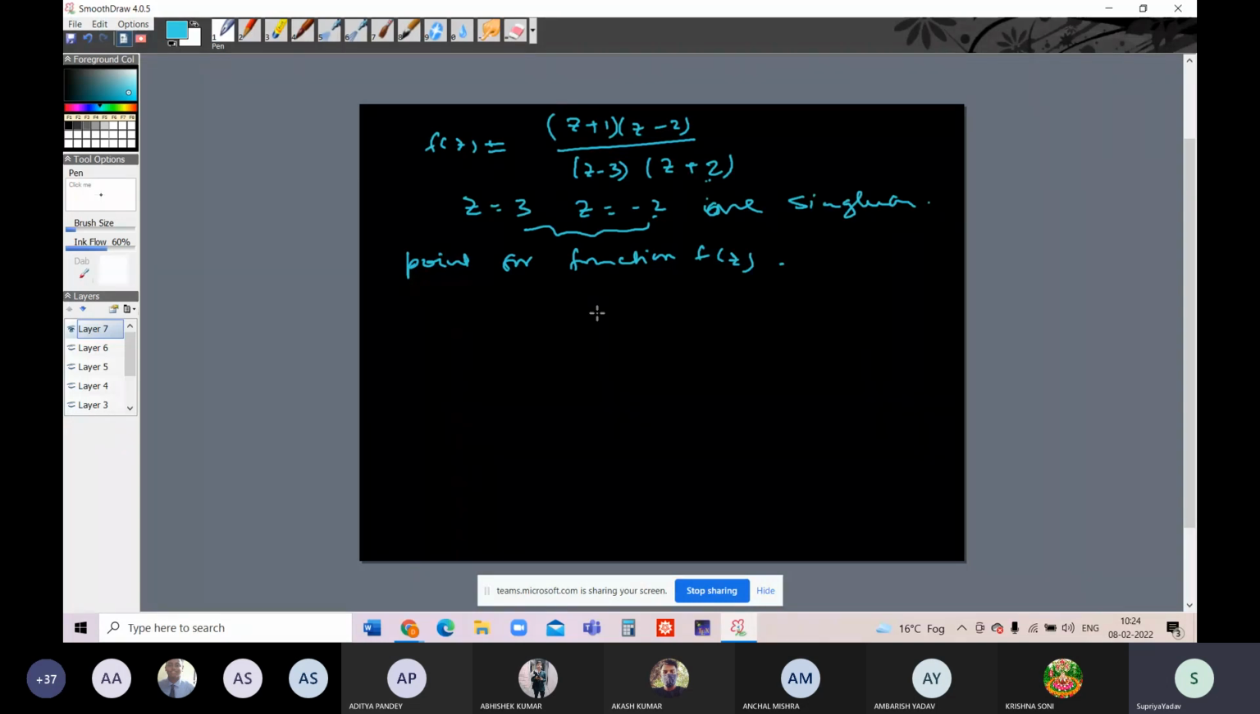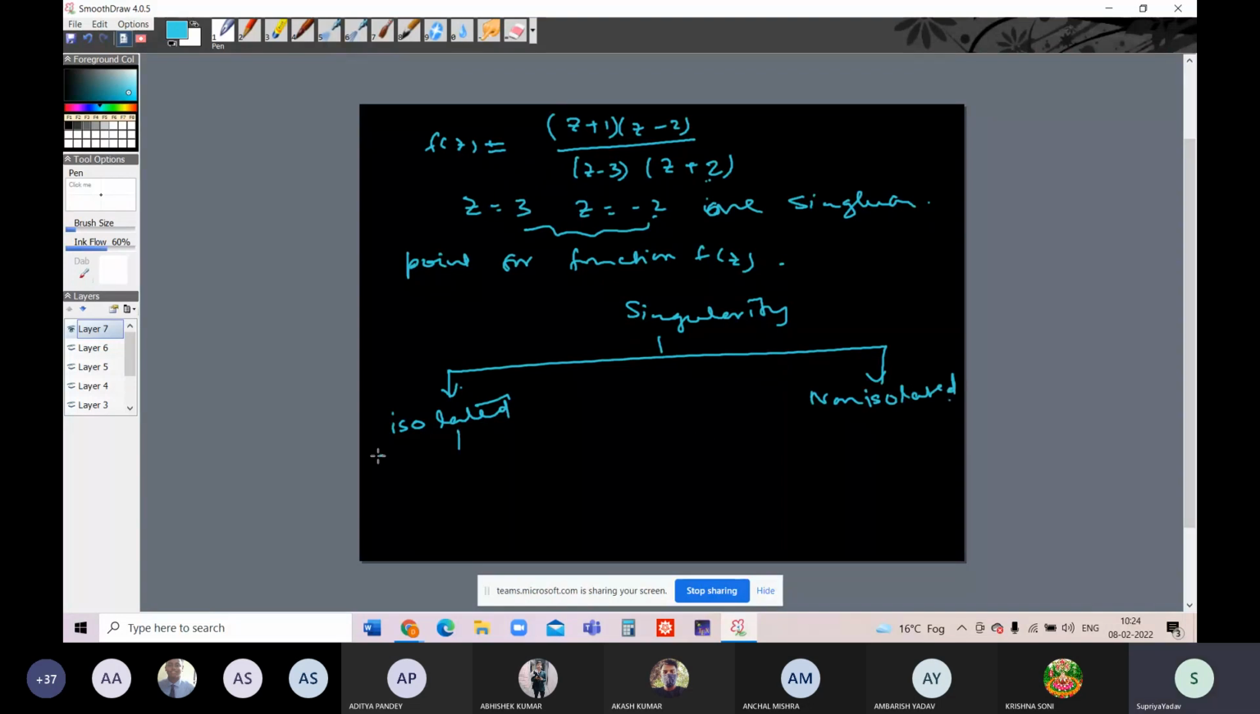Okay. Now we will talk about how many types of singularities occur. Basically we can divide singularity into two parts. One is isolated singularity, and another is non-isolated. This isolated singularity is further divided into three parts. One is removable, another is pole, and the third is essential singularity. So first of all, we should know what an isolated singularity is.